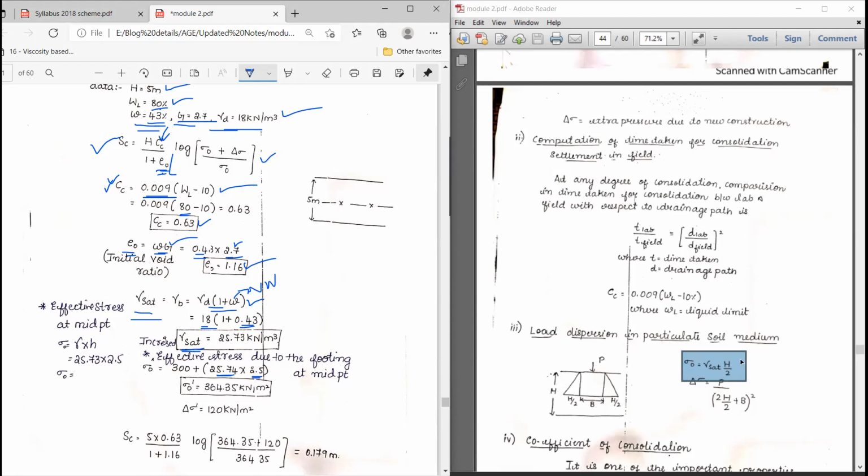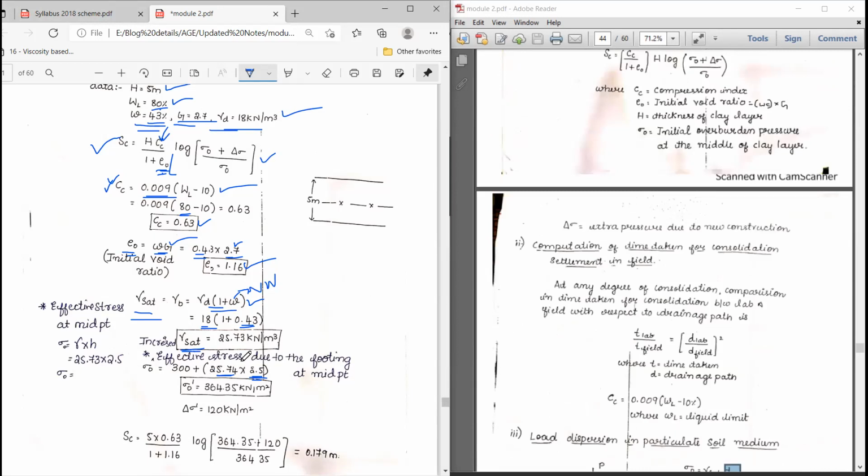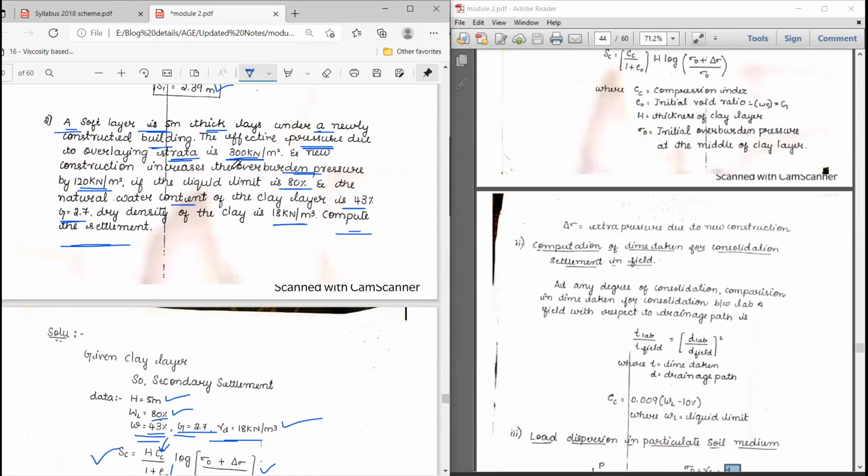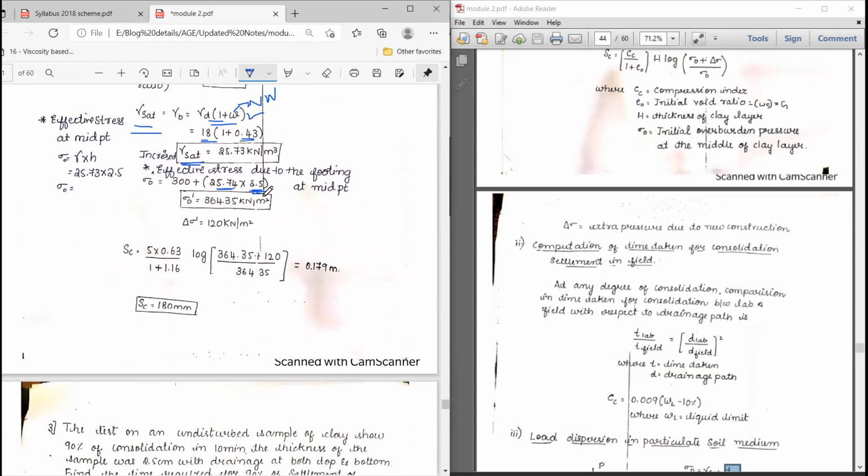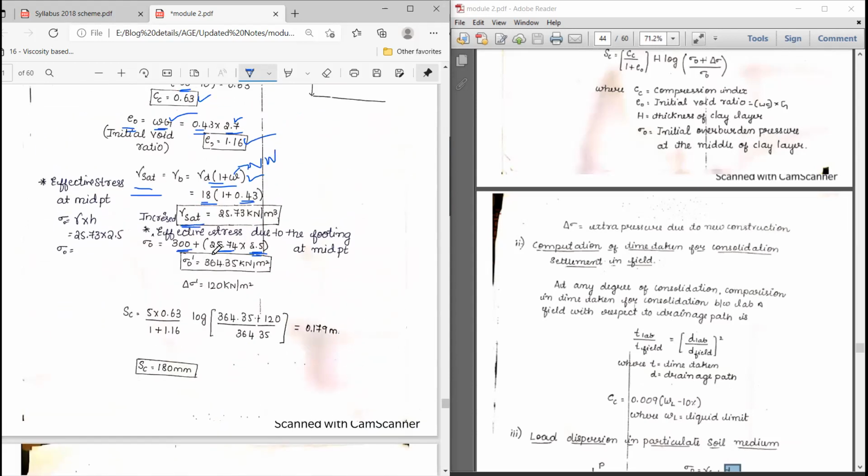Then H by 2. H stands for 5, so 5 by 2 is 2.5. Since sigma naught indicates initial overburden pressure, and in the problem the effective pressure due to overlying strata is 300 kilonewton per meter square, you need to add this value for sigma naught. Therefore 300 plus gamma saturated, that is 25.74, multiplied by H by 2, that is 2.5. Therefore sigma naught value is 364.35 kilonewton per meter square.